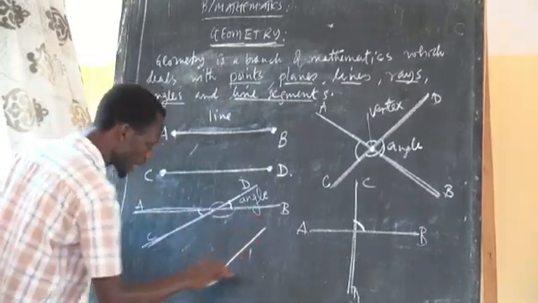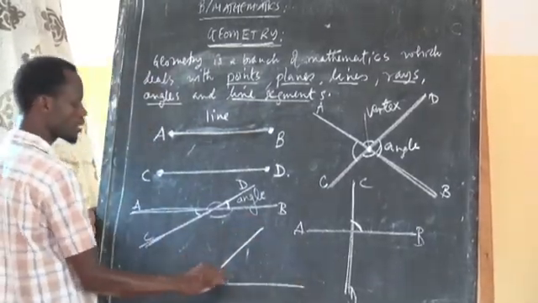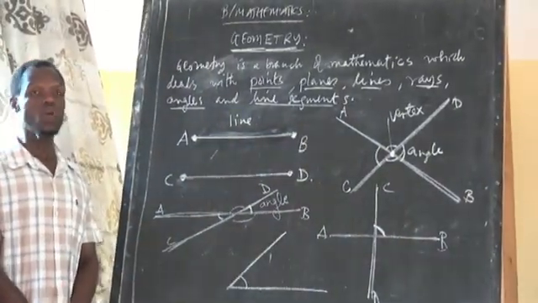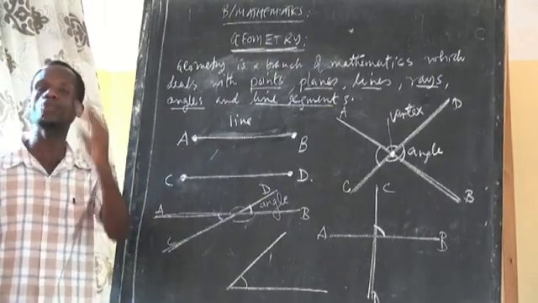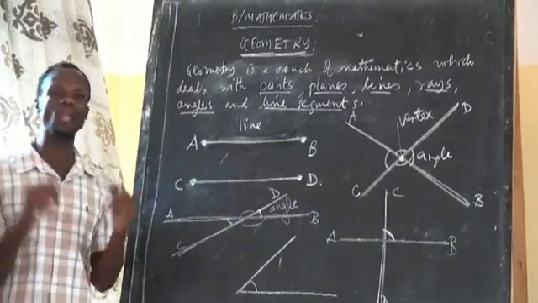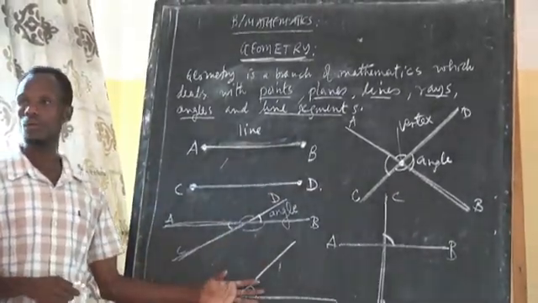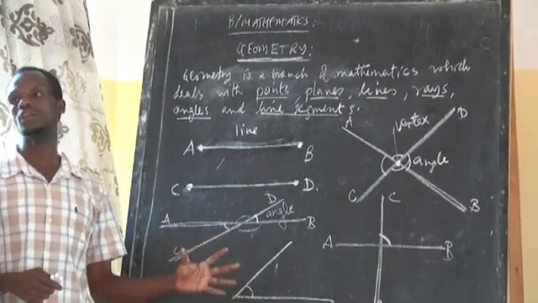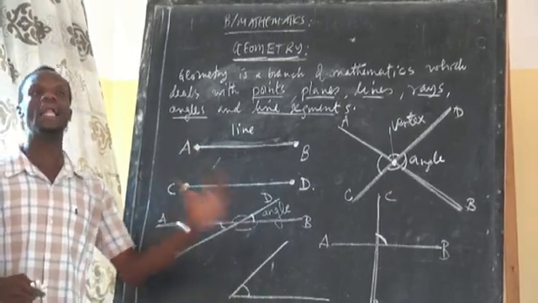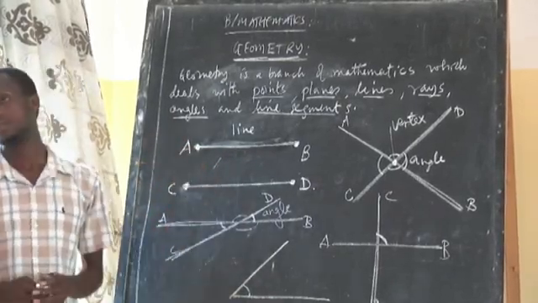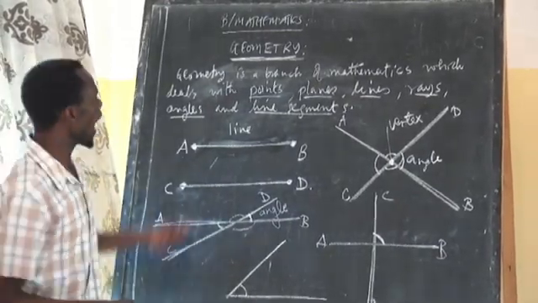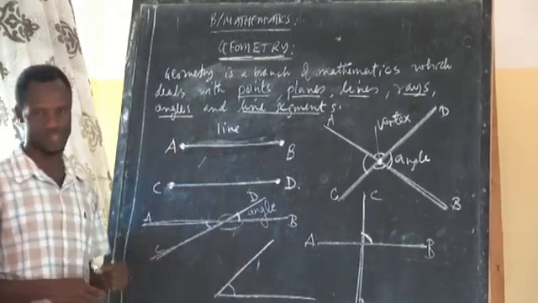Even if you form this line and this line, now this is an angle. So an angle is formed after 2 lines have intersected. If there is no intersection of the 2 lines, no angle. If you are looking for an angle, the lines must intersect somewhere. If they don't intersect, no angle. In short, an angle is formed after intersection of 2 lines.